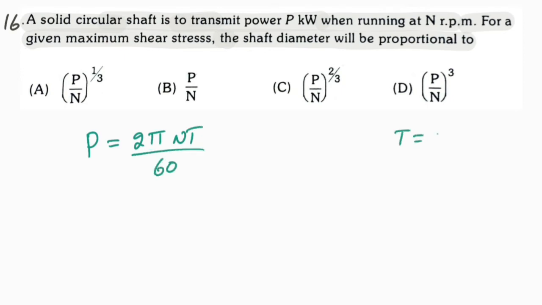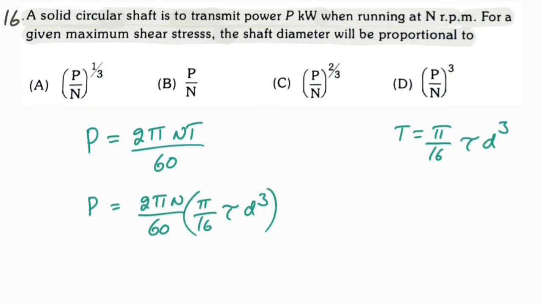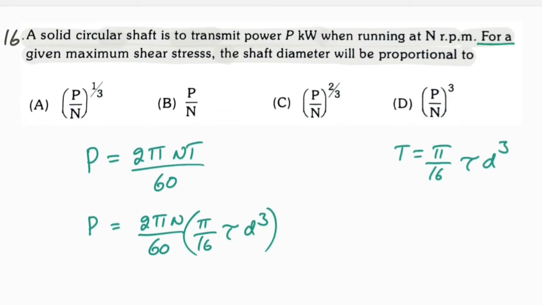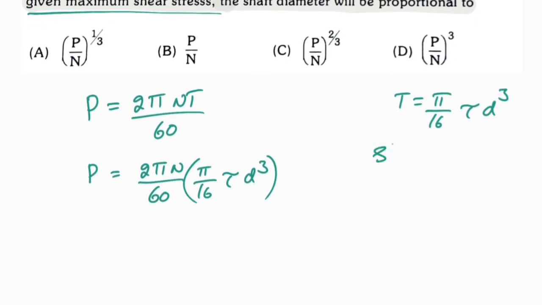But a torque equal to what? Pi by 16 into tau into d cube. This can also be written as 2 pi n by 60 into pi by 16 into tau into d cube. But it is given for a given shear stress. That means shear stress is constant. The shear stress tau equal to constant. Tau is treated as constant.